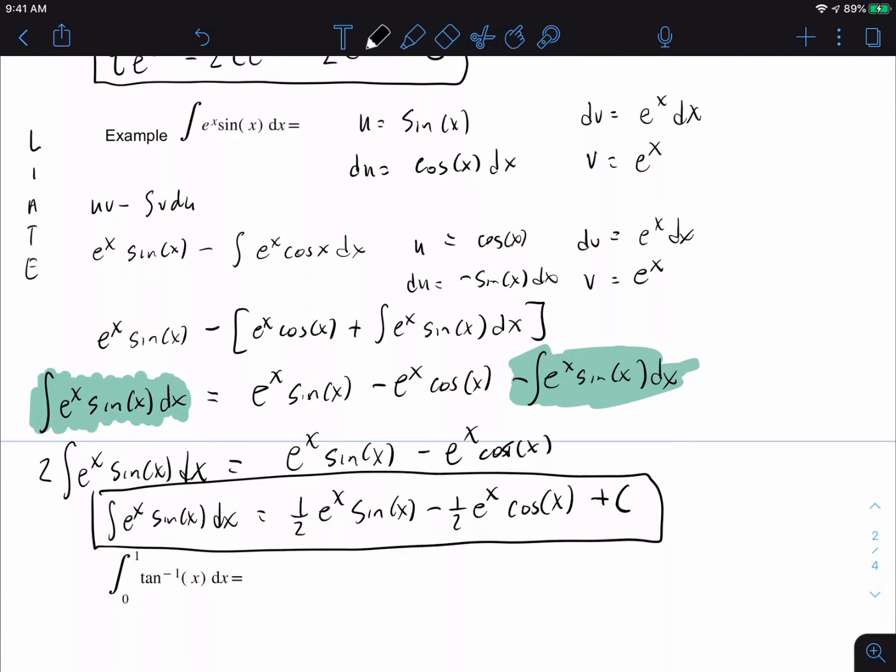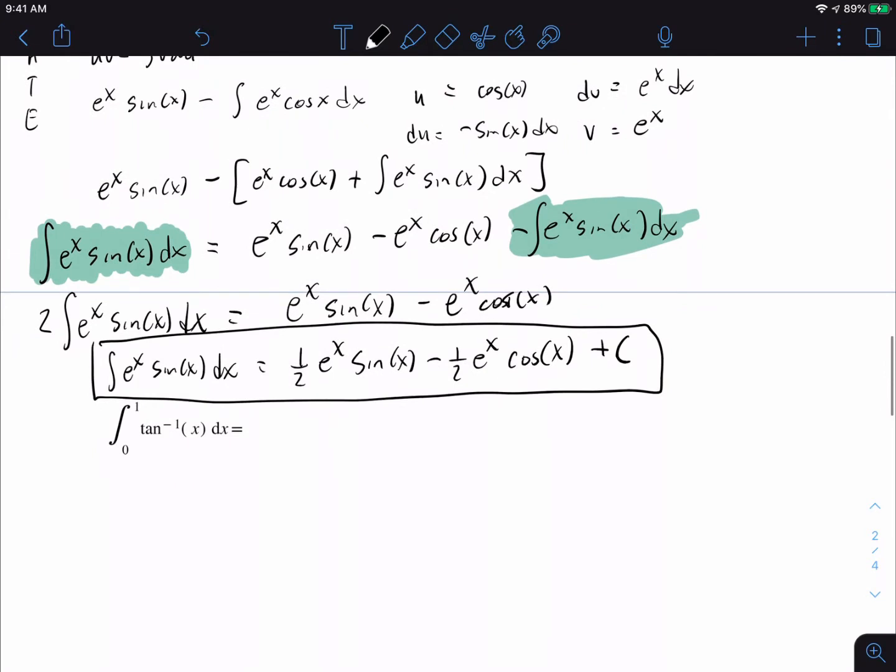Okay. All right. So then from here, going to the next problem, we have the integral from 0 to 1 of tan inverse of x dx, right? And so to do this problem, the only way we can do the integration of inverse trig is to do integration by parts. So again, remembering this, my u should be what? Inverse tan of x. That's right. So we're going to have u equals inverse tan of x. So then dx is my dv.